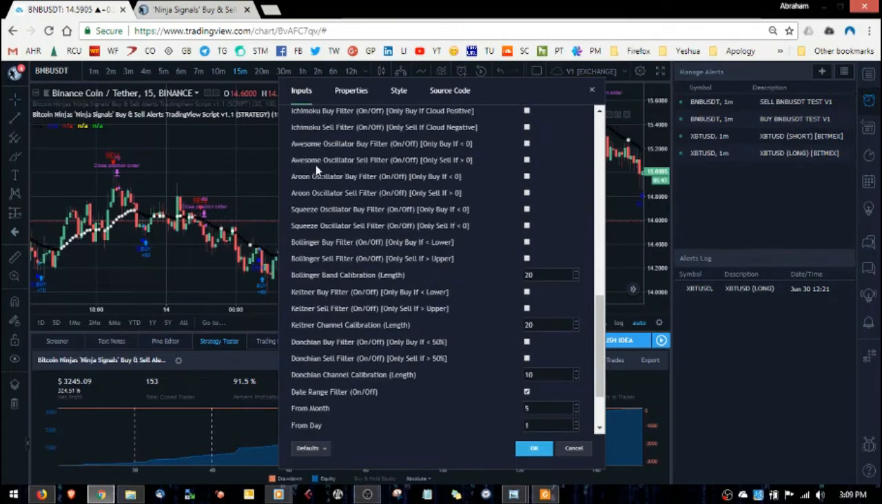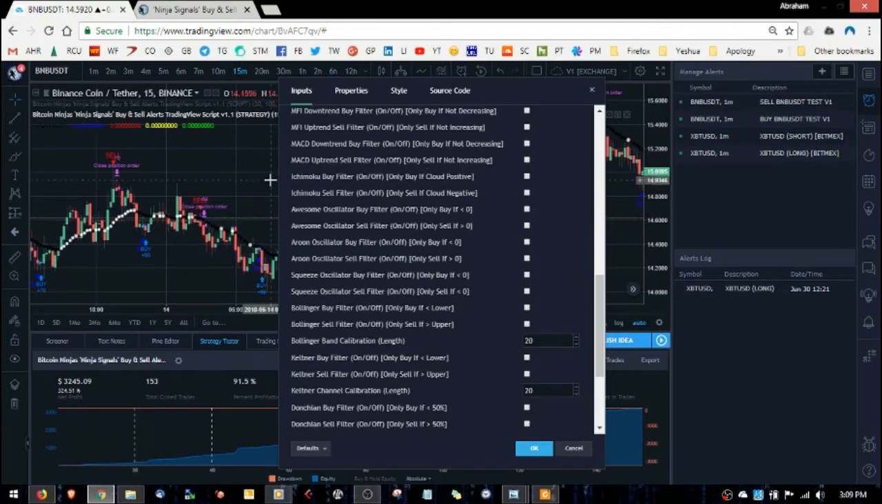One of them is a popular oscillator known as the Awesome Oscillator. Again, all these indicators can be added on TradingView, as I showed you a little bit ago, so you can compare what the actual indicator is doing to how these filters would then work. So the Awesome Oscillator basically only buys if the oscillator is less than 0, and only sells if the oscillator is greater than 0. Similar function to the Aroon oscillator.